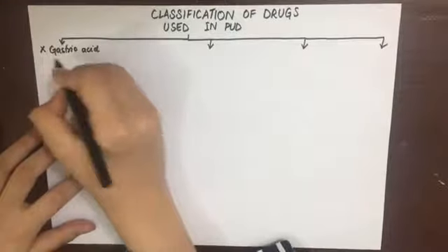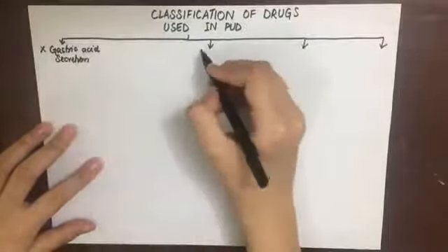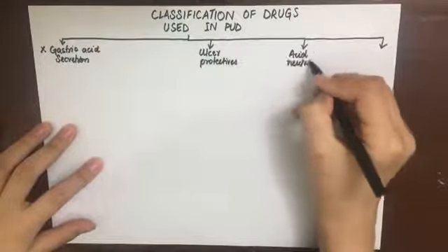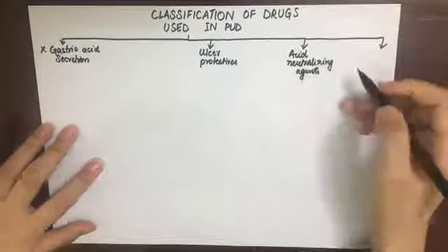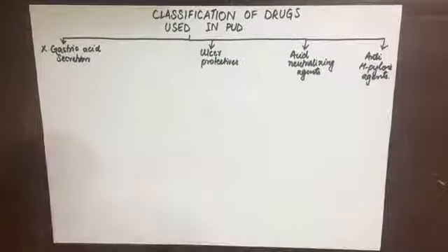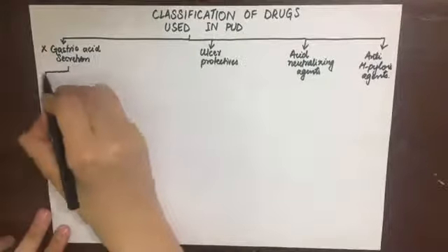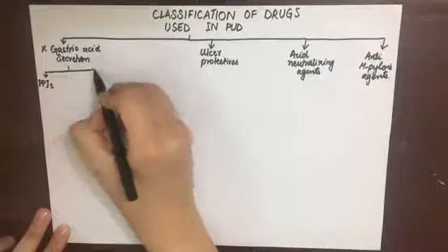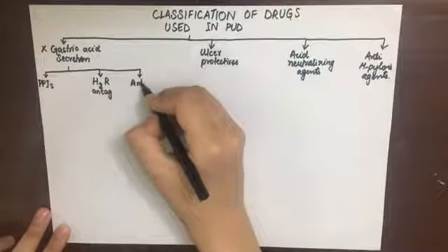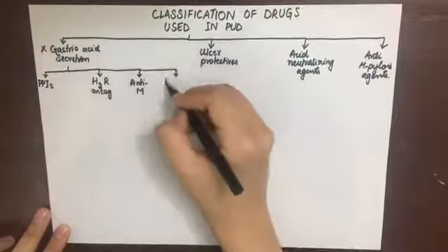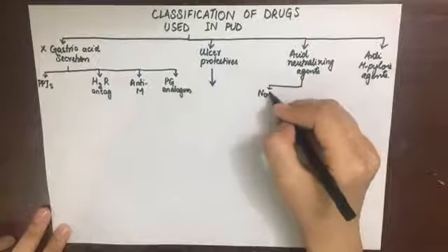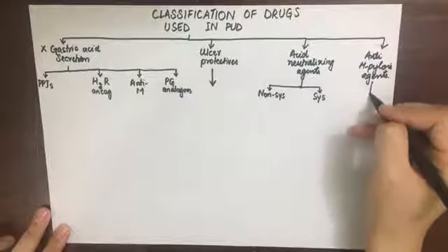Coming to the classification of the drugs used in peptic ulcer disease, we have the drugs which inhibit gastric acid secretion. Then we have drugs which are ulcer protectives. Next are acid neutralizing agents. And lastly, we have anti-H. pylori agents. The four classes of drugs that inhibit gastric acid secretion are proton pump inhibitors, H2 receptor antagonists, antimuscarinic agents, specifically M1, and prostaglandin analogs. The acid neutralizing agents can be non-systemic as well as systemic.